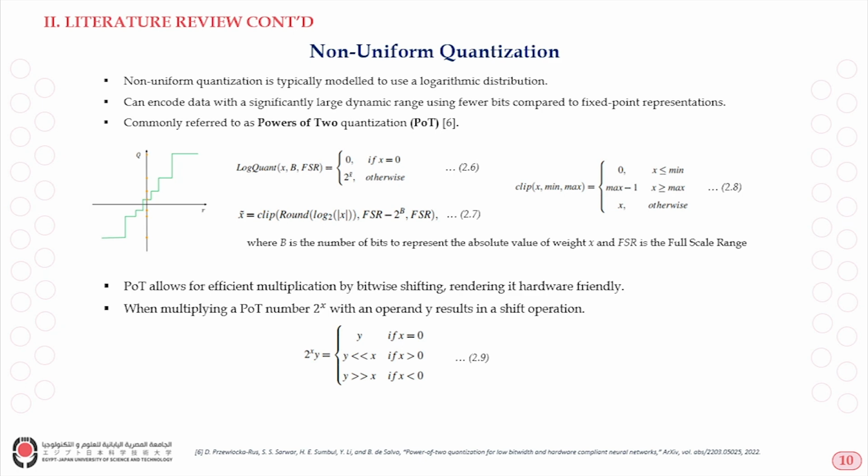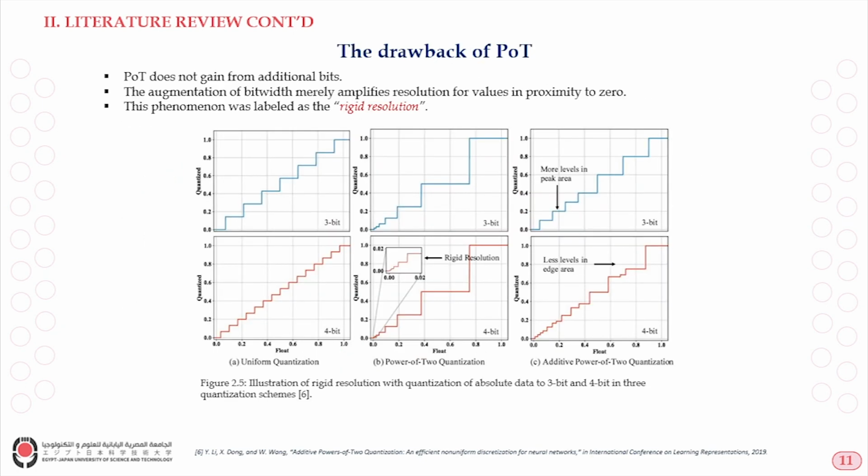However, with the powers of 2, there is also a challenge. When you increase the number of bits to represent weights, you are only increasing the resolution around the mean. So if you had a representation that uses 3 bits and you increase to 4 bits, you are not gaining from increasing to 4 bits, because the resolution of your quantization is centered on the mean. So this is a challenge.